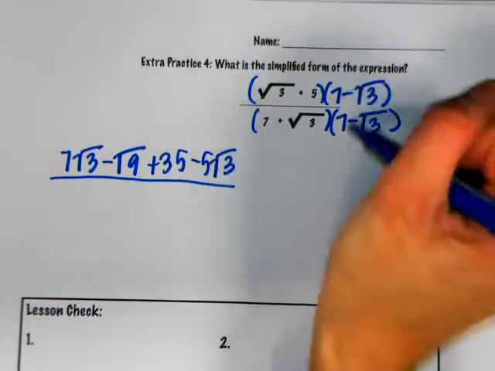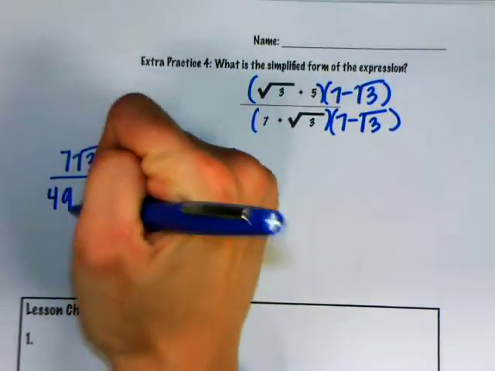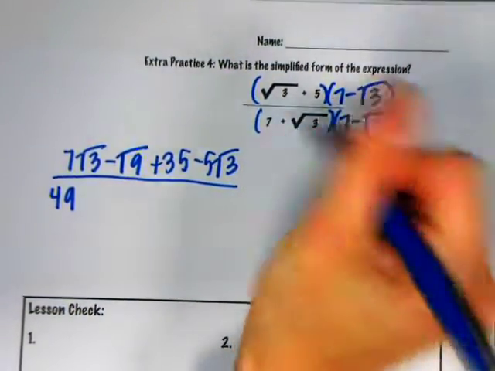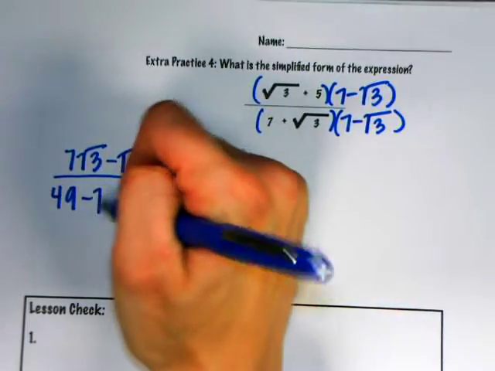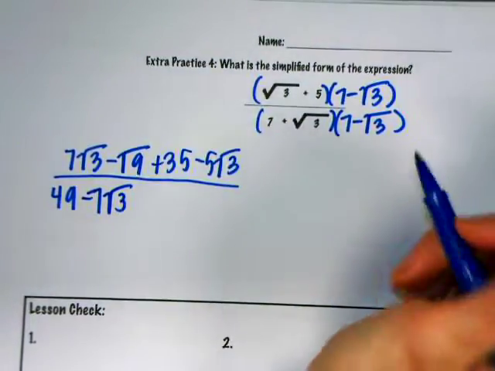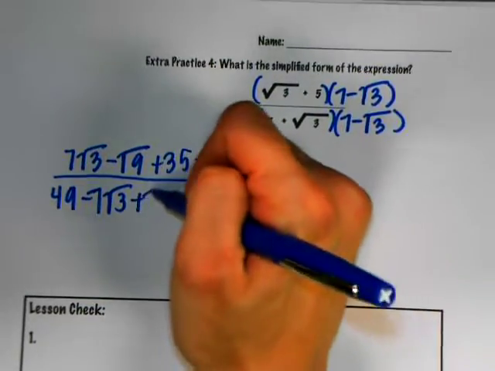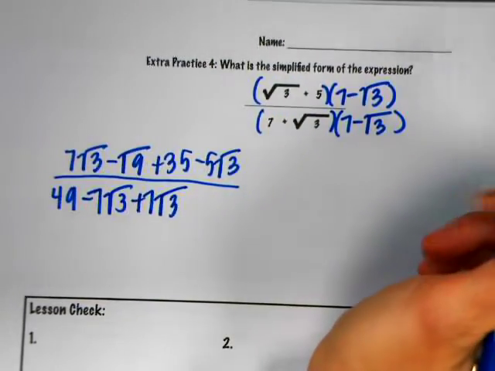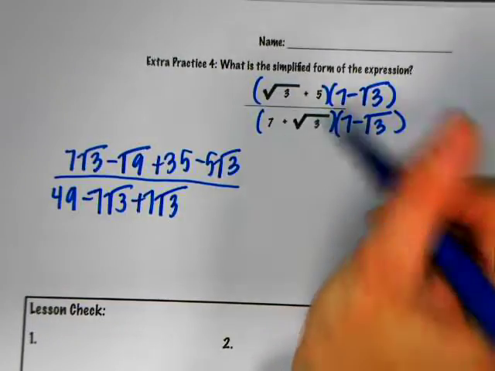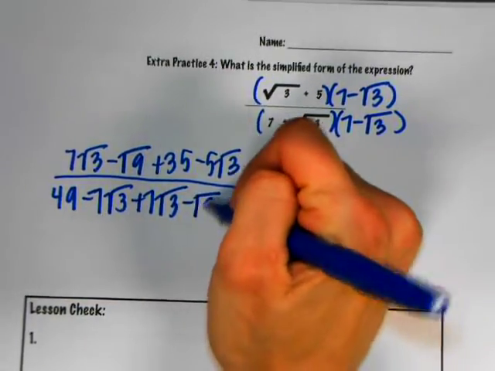Okay, bottom, 7 times 7 is 49. 7 times negative radical 3, negative 7 radical 3. Radical 3 times 7, positive 7 radical 3. Radical 3 times negative radical 3, negative radical 9.